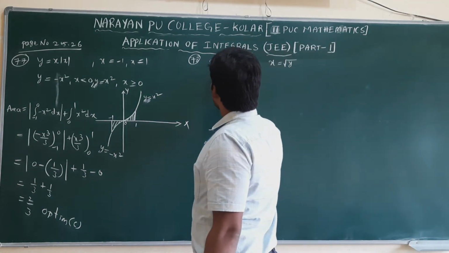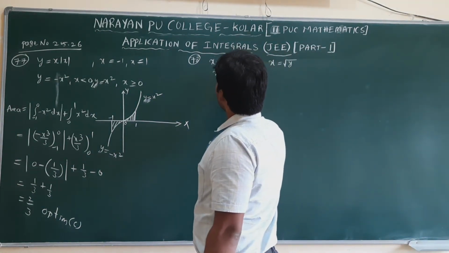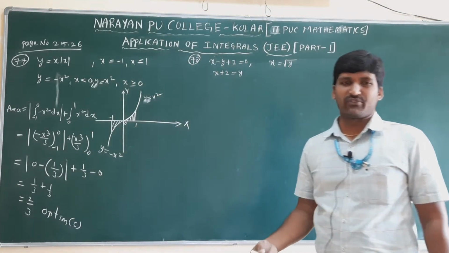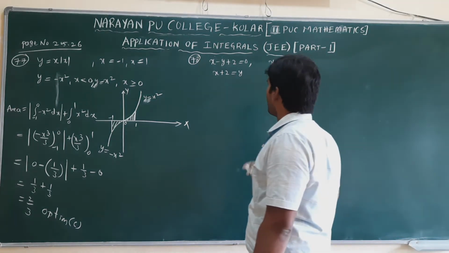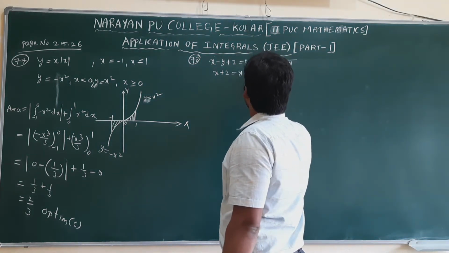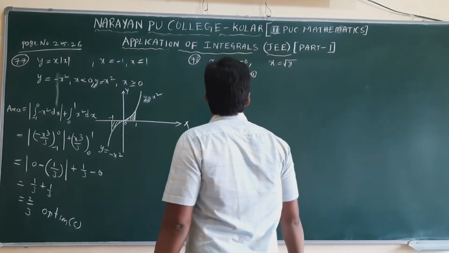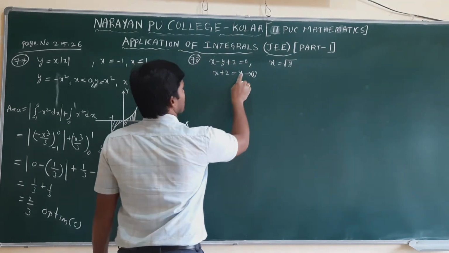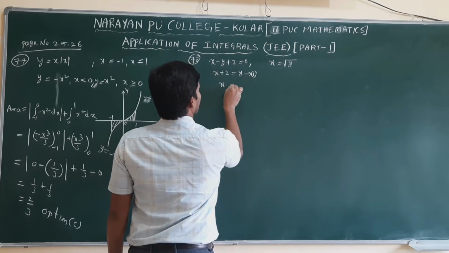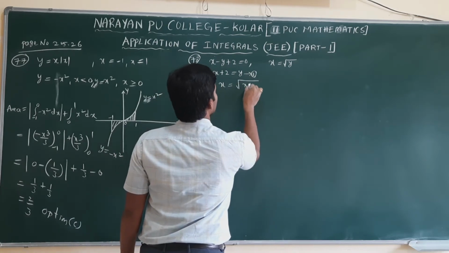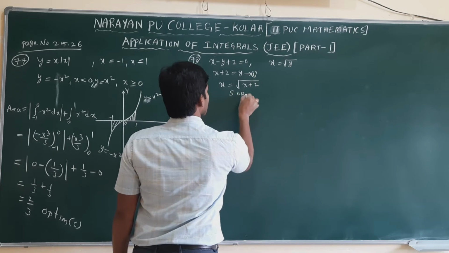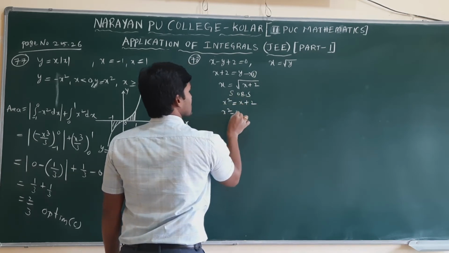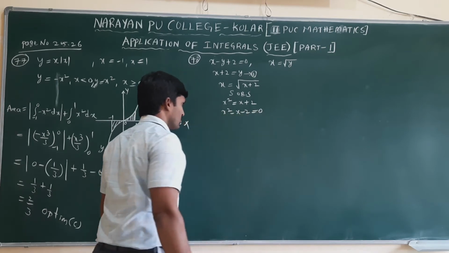From this I will find the y value. Sending this y to that side, what will we get? x plus 2 equal to y. Here we don't know the point of intersection. How to find the point of intersection? Now the x value is enough, the y value we generally don't need to find. Now substitute this y value in that: x equal to root of x plus 2. Squaring on both sides, x square equal to x plus 2. x square minus x minus 2 equal to 0.